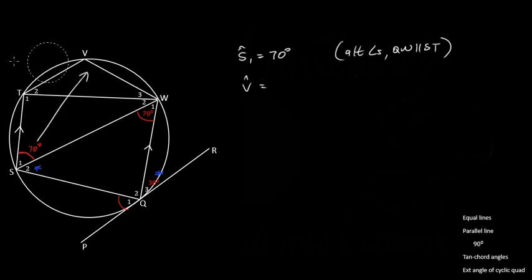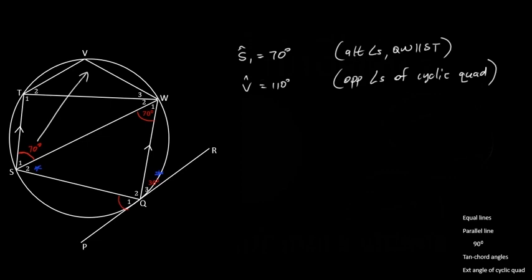So S1 and V are opposite angles of a cyclic quad. Remember, STVW is a cyclic quad. So the relationship between S1 and V is that they are opposite angles of a cyclic quad, and opposite angles of a cyclic quad are supplementary. So S1 plus V equals 180, then V becomes 110. Reason: opposite angles of cyclic quad.